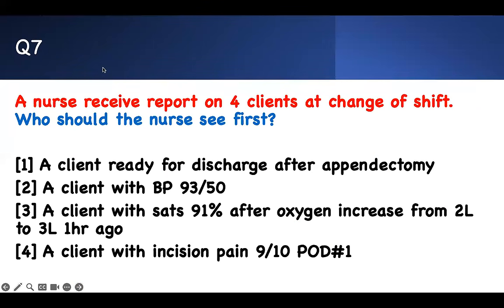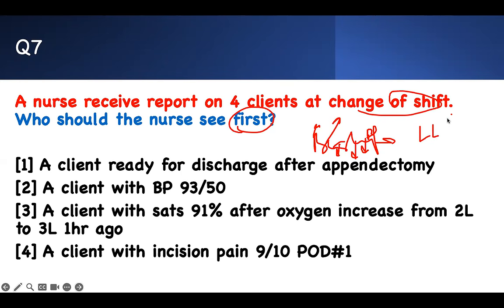Number 7, same strategy. You see short questions, but it's loaded. Who should the nurse see first? The nurse will receive report on 4 clients at change of shift. You have to be sharp. And what does that mean? You take care of the breathing problem. You take care of the electrolyte, shock, sepsis, hypothermia, hypoglycemia. You take care of airway issues. Then you take care of somebody who has a neurological problem, lethargy, and pain that is going to kill you: life, limb, eyesight.